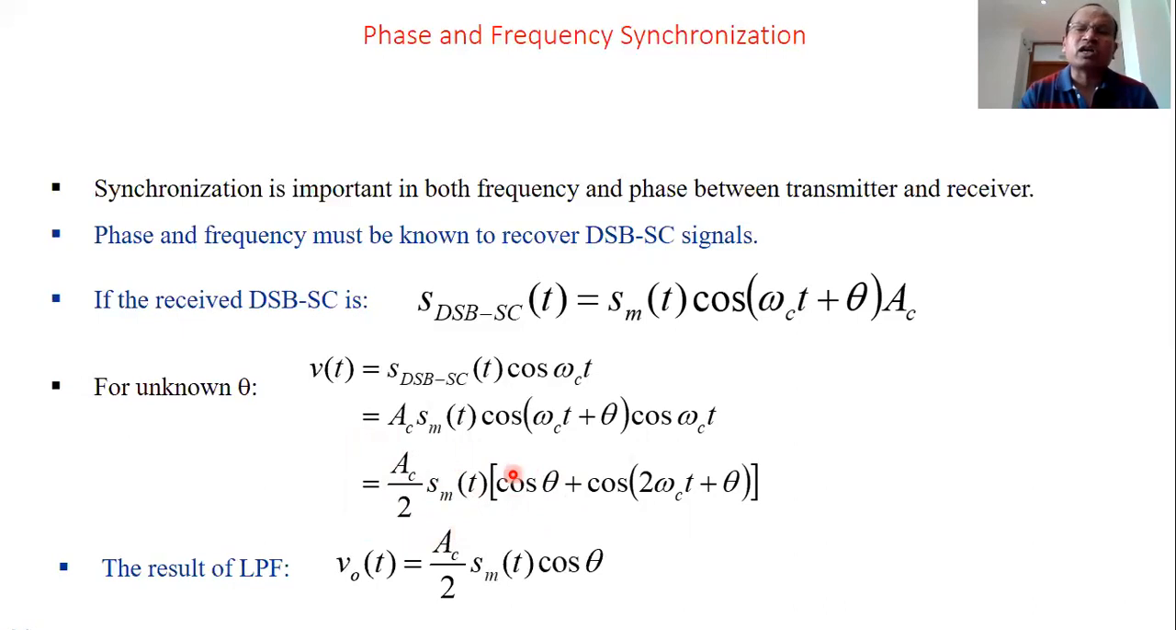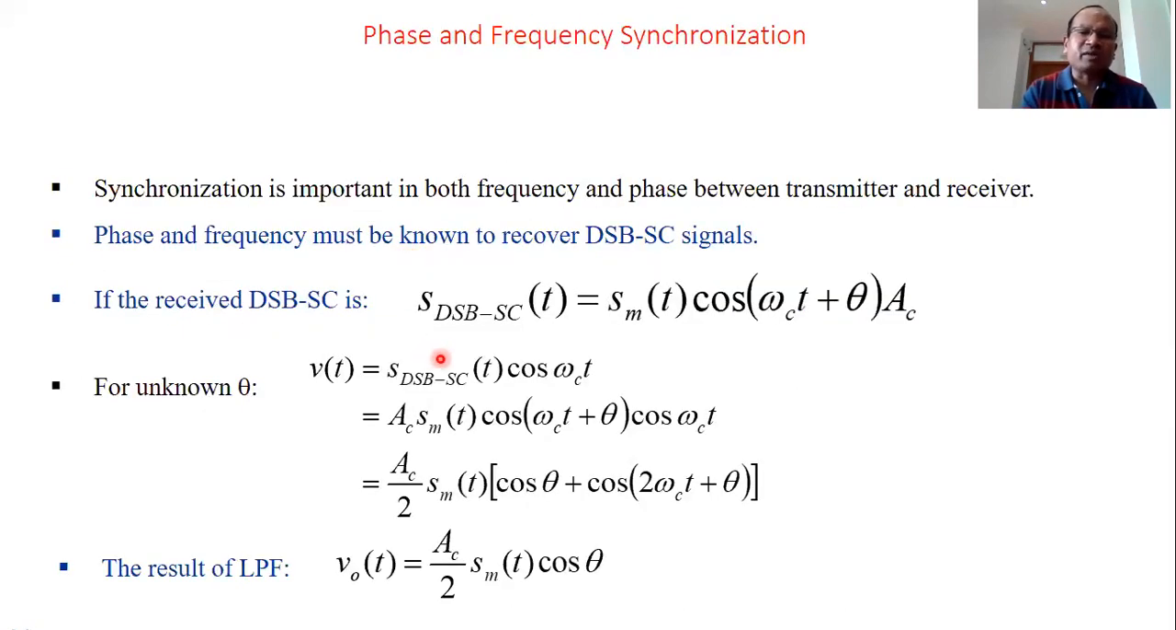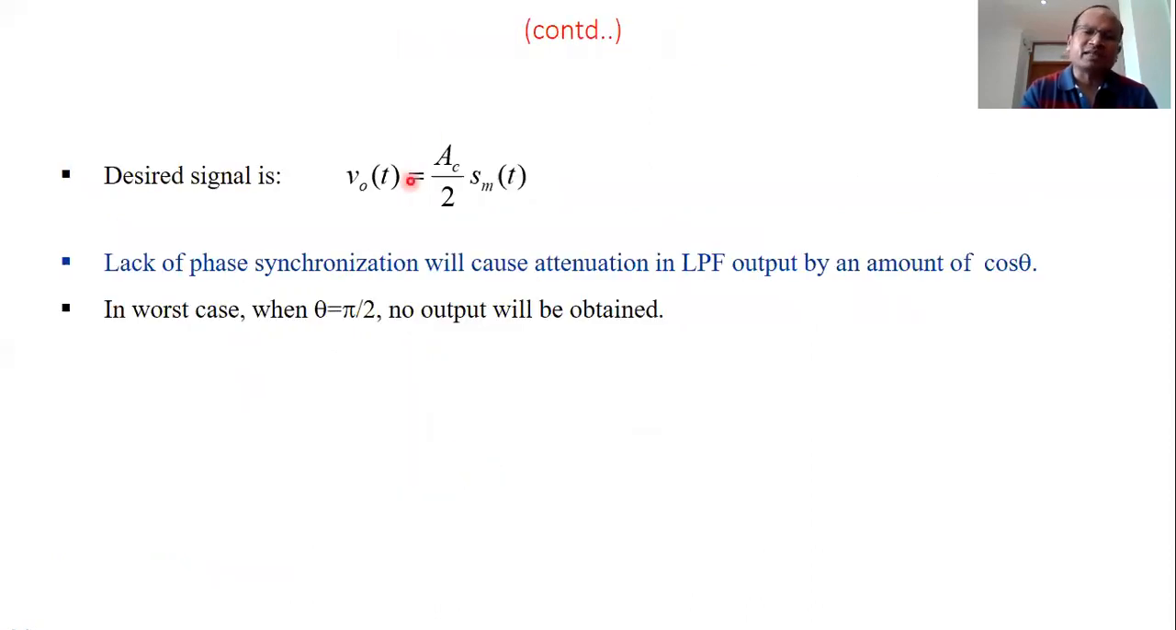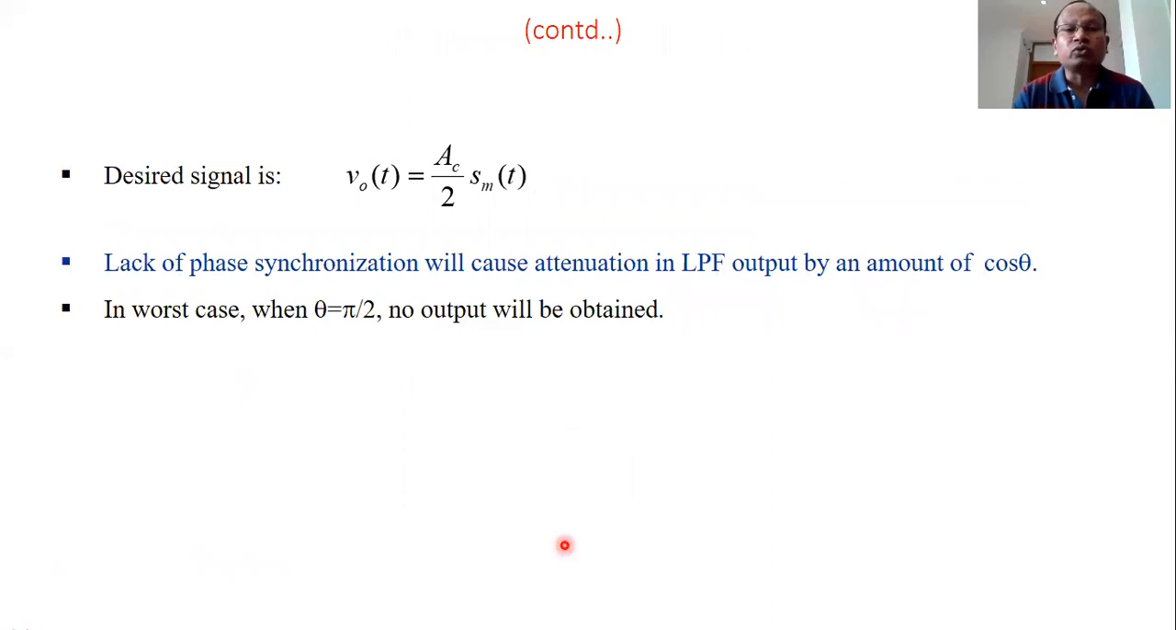Cosine theta is also coming. So when we send it, what is the desirable signal? Ac by 2 into s(t). Because we do not worry about Ac by 2, we can send it to an amplitude divider and we can make it s(t). But do we get that? No, cosine theta is coming. That cosine theta is due to lack of synchronization in terms of phase, so that causes attenuation in the low pass filter, and that amount of attenuation is due to the cosine theta.